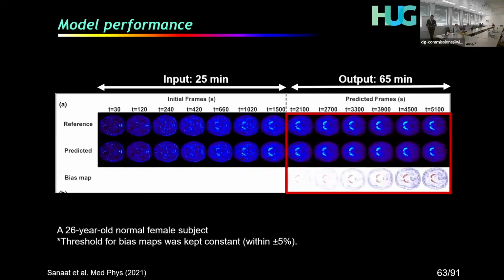So here is the performance of our model. We fed the model with 25 minutes of data, and the model predicted the late 65 minutes. The first row shows the reference images, the second row shows the predicted images, and you can see the bias increases in the late frames.